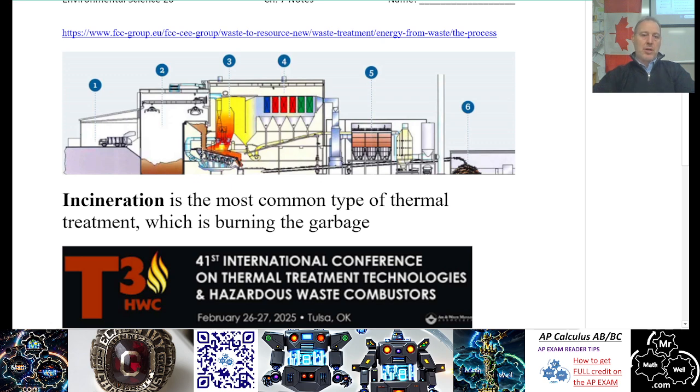And the thing is, with burning, producing heat, producing gas, a lot of that reduces the volume of the garbage quite a bit. So you could do something with the heat that's generated, and also you reduce the volume quite a bit from incinerating. So incineration is the most common type of thermal treatment, which is simply burning the garbage.